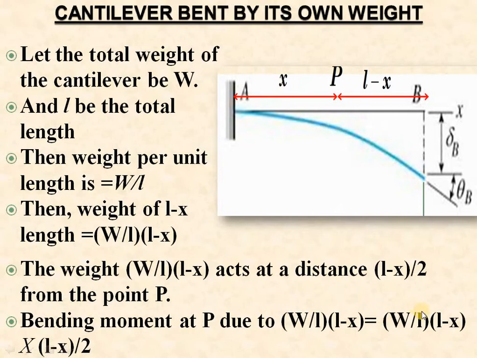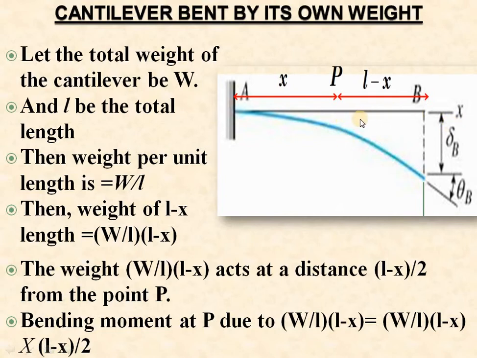Weight is W by L into (L minus X) multiplied by (L minus X) by 2. So you know moment is equal to force into distance. Force into distance. This is the force, and this is the effective distance. Why don't we take L minus X?